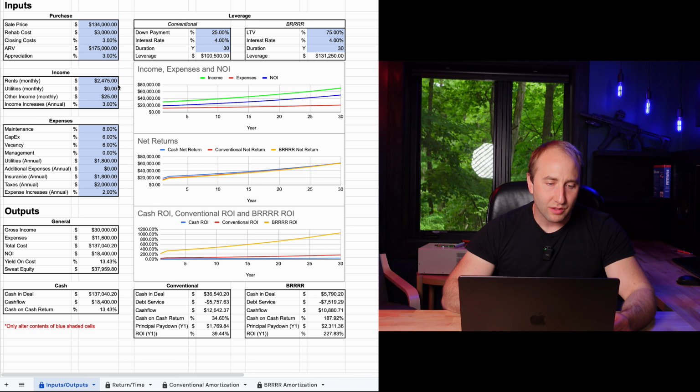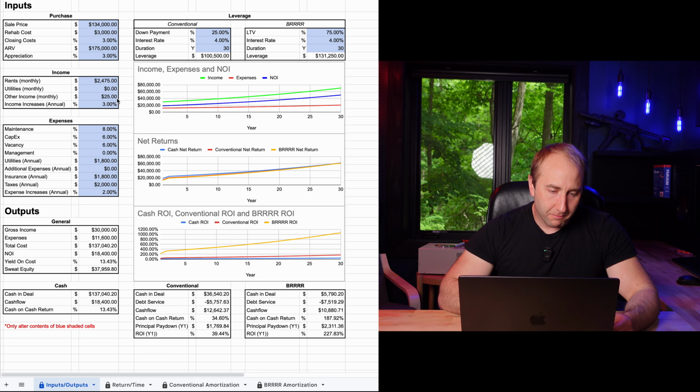Utilities per month. I don't bill back any utilities on this property. It's individually metered for gas and electric. Other income, I have a washer and dryer on the property. You could pay either with an app or a coin. We're figuring about $25 per month in income from that. It might actually be more like 50 or so. I haven't looked at my reporting on that in a bit.